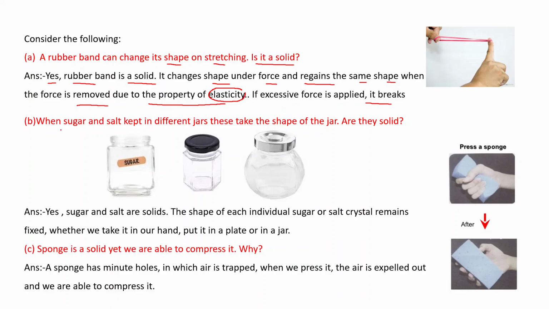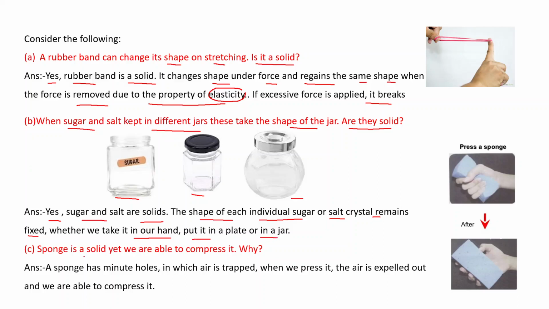Second question is there. When sugar and salt are kept in different jars, these take the shape of the jar. Are they solid? Now see, if sugar is placed in this, then the same sugar is transferred to this and the same sugar is transferred to this. All these three containers have different shapes. Is it sugar or salt? It's solid. Yes, sugar and salts are solids. Actually, the shape of each individual sugar or salt crystal remains fixed whether we take it in our hand, put it in a plate or in a jar.